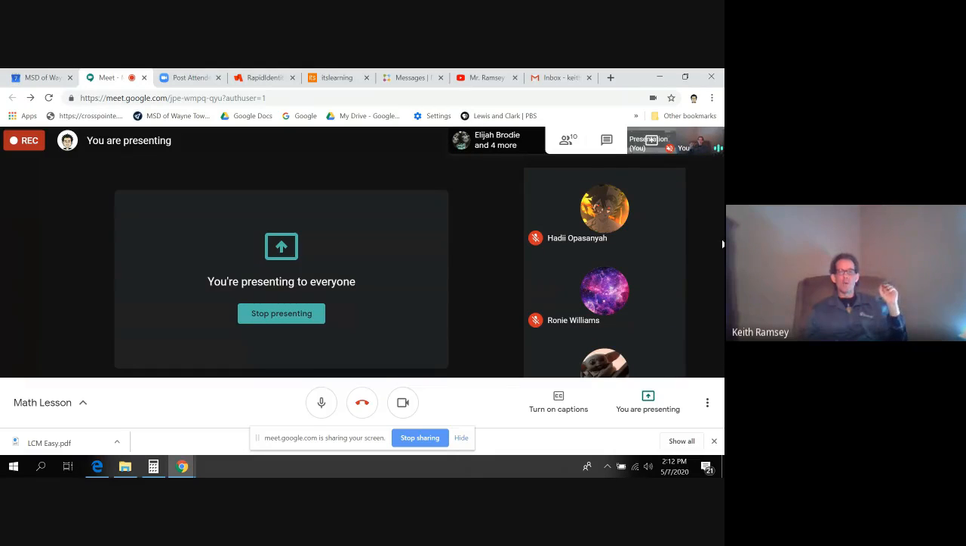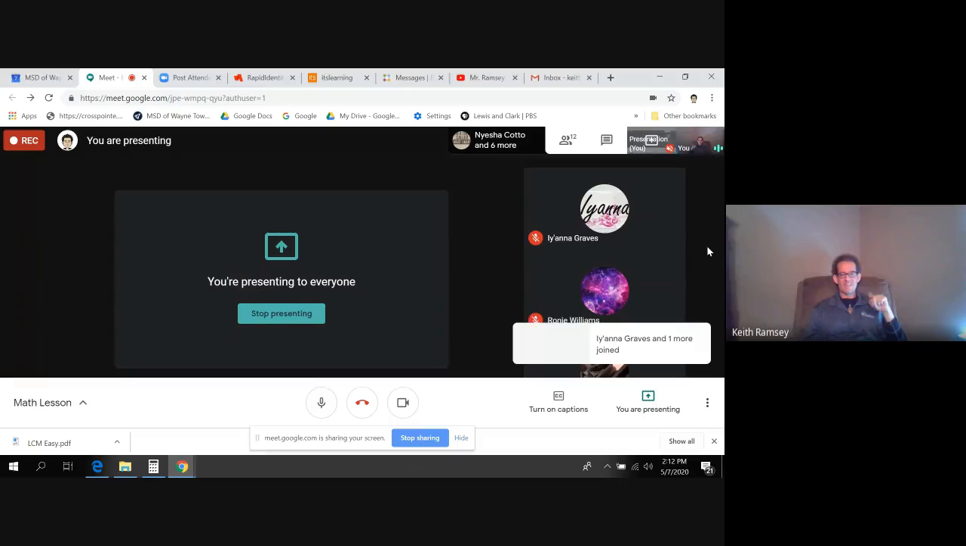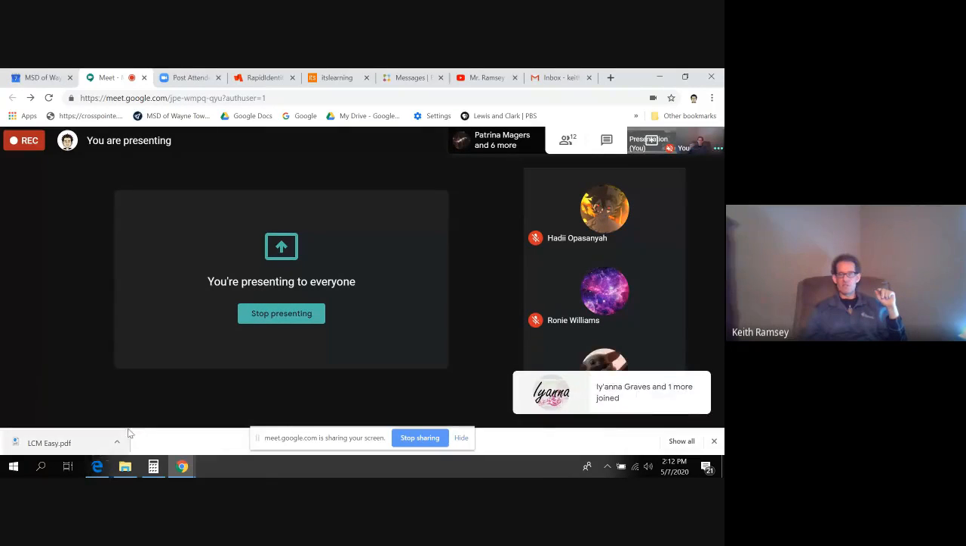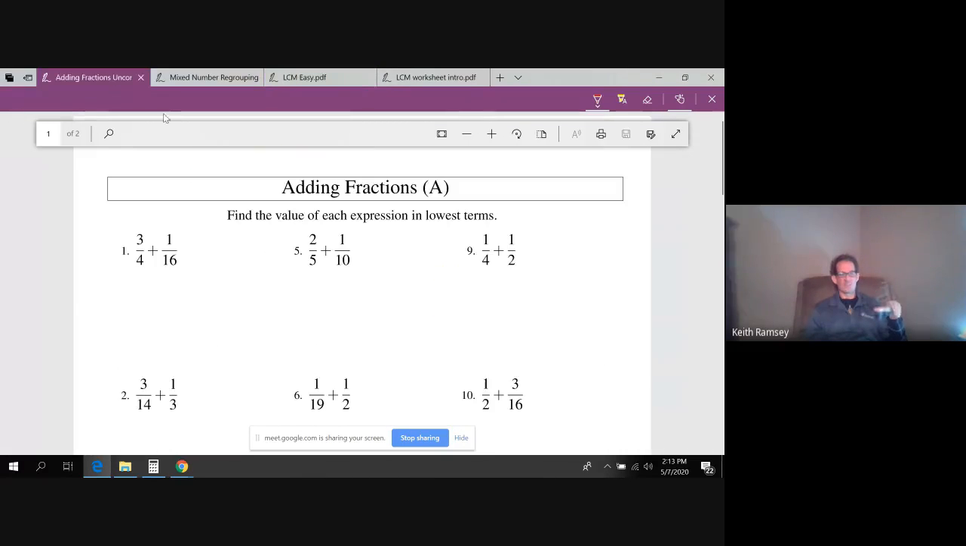Okay. I want to go on then and use least common multiple to add and subtract fractions that don't have common denominators, or adding and subtracting mixed numbers that don't have common denominators. So let's take a look at a few of those. This first one is just fractions, okay?